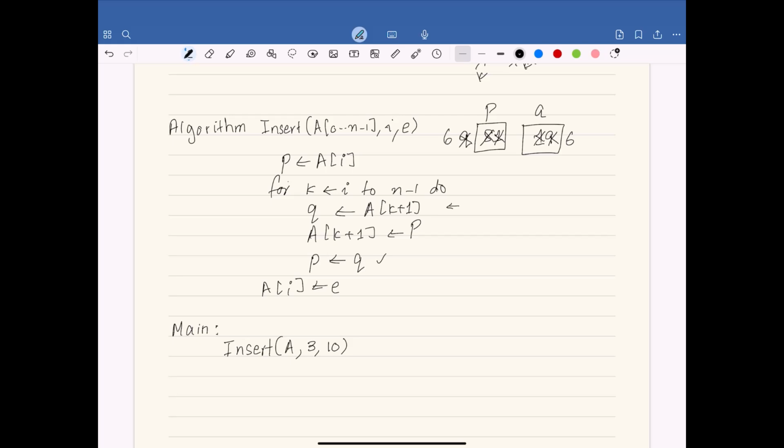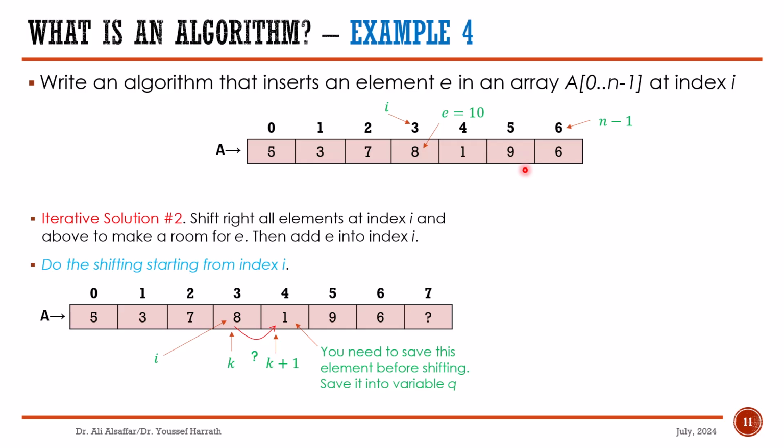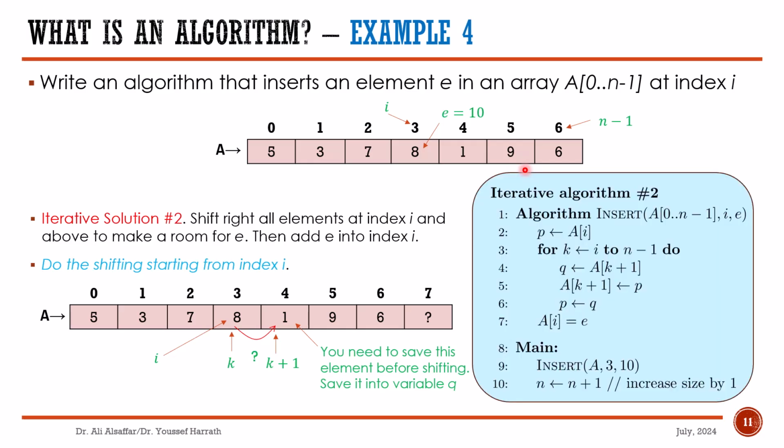After we insert the new element into the array, remember that the size of the array will be increased by 1. So we need to increase the value of n by 1. So we say n takes the value of n plus 1. And this completes writing the pseudocode for the algorithm that inserts an element e at index I. So here is the complete algorithm that shifts right all the elements starting from the index I and above, and then adds the new value to index I.